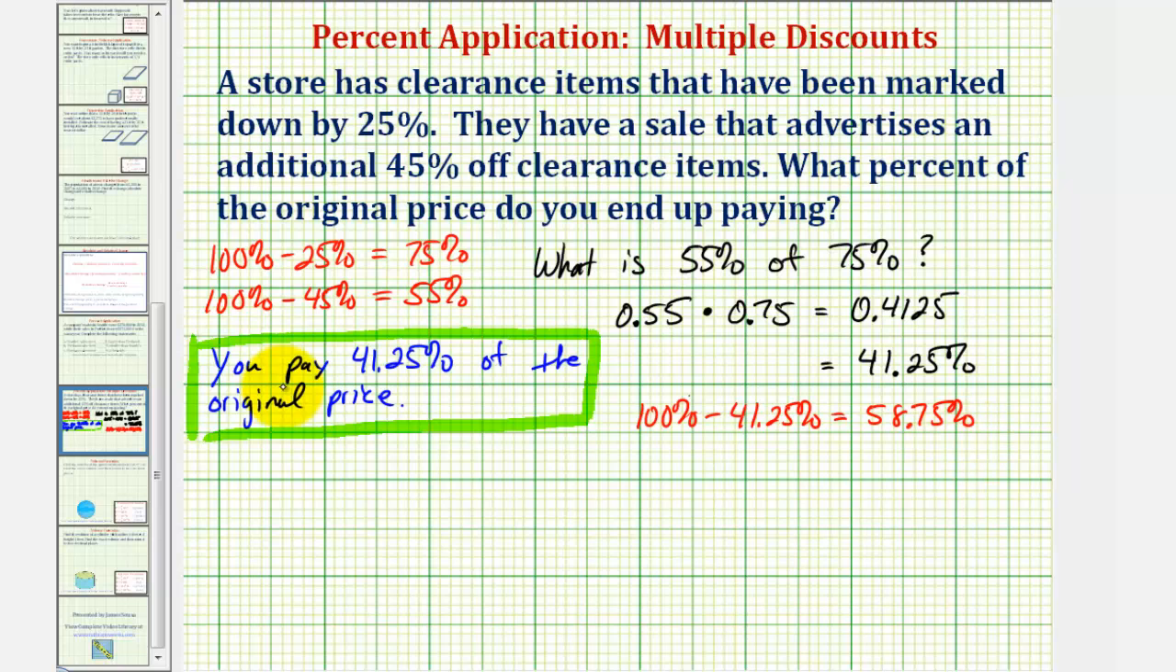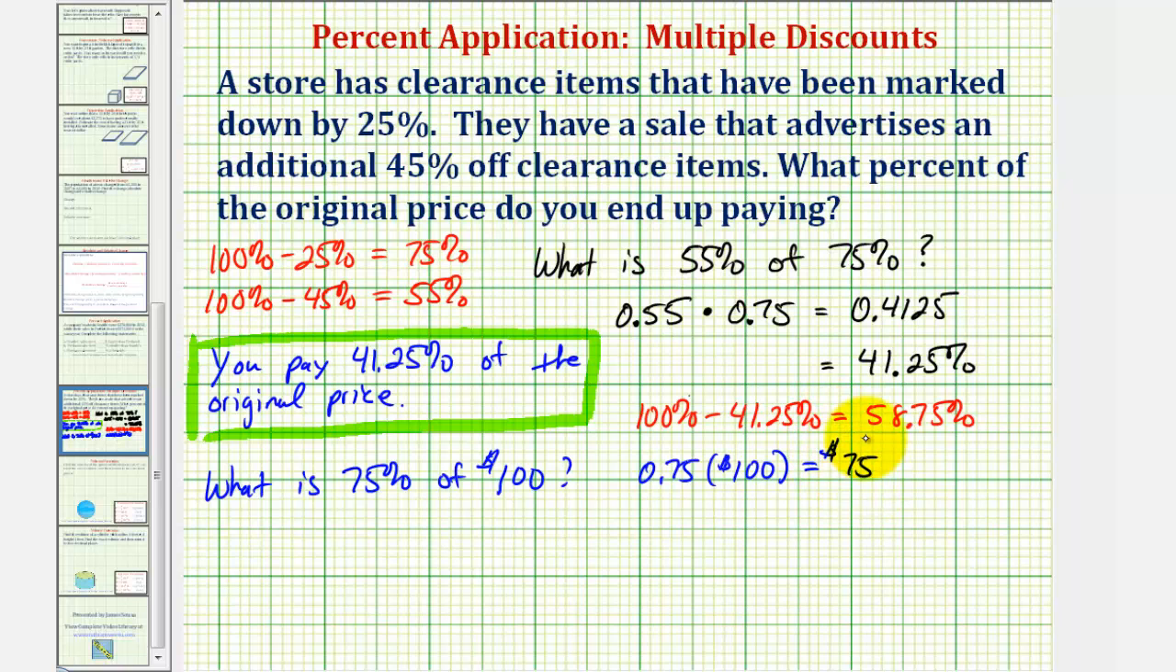Now if this approach is confusing, there's probably a more intuitive way to do this. For example, if we consider the original price was $100, let's determine the ending sale price. So if the price was $100 and we take off 25%, we could ask, what is 75% of $100? That would be 0.75 times $100, which of course would be $75.